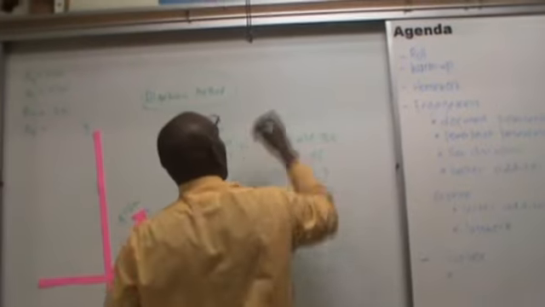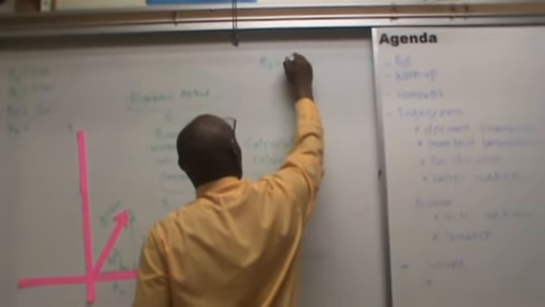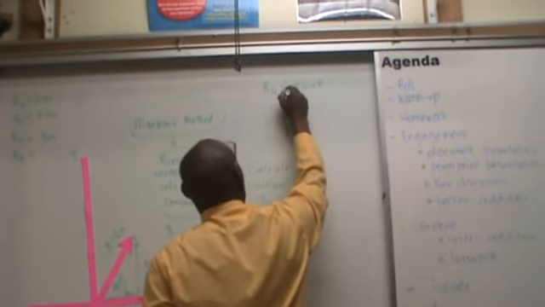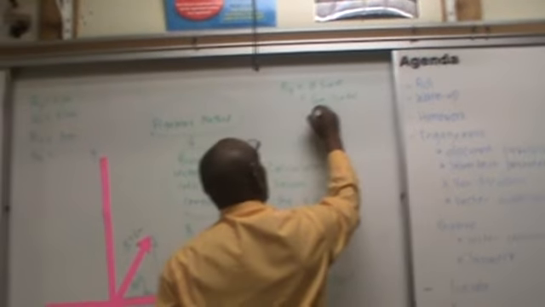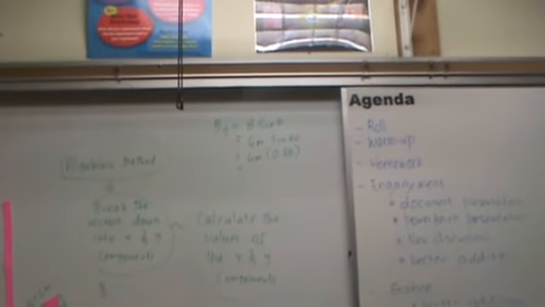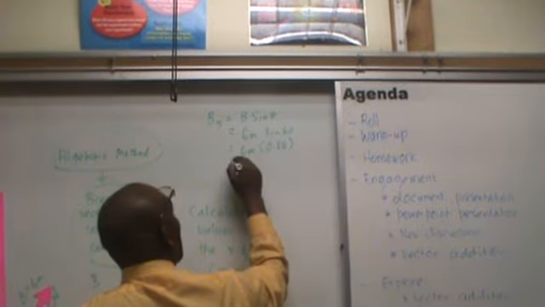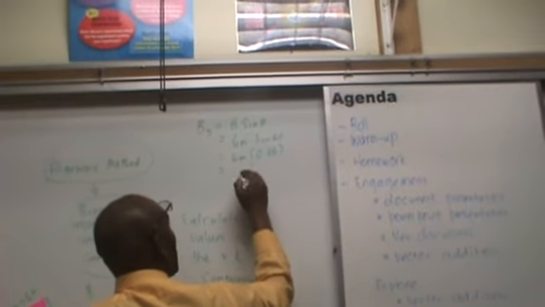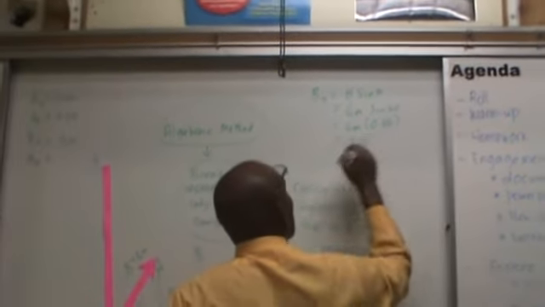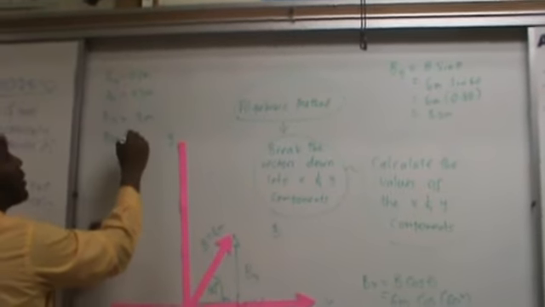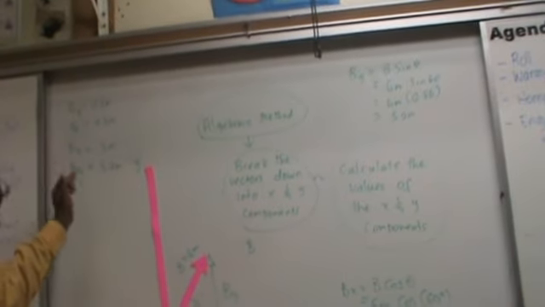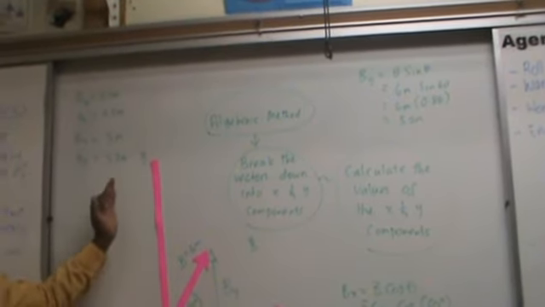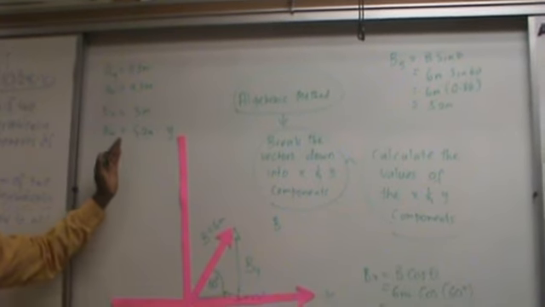Now let's do BY. B sine theta. So that's B, 6 meters, times the sine of 60 degrees. 6 meters times 0.86, which is approximately 5.2 meters. Okay? So BY is 5.2 meters. So there we have it. We're adding vector A and vector B, and we have calculated their components.